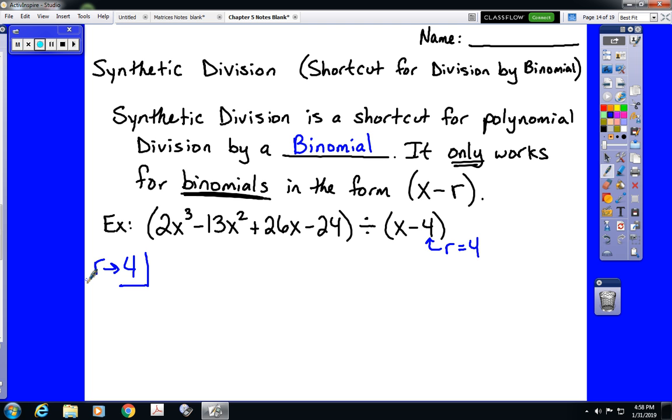Now next to the box on the same line, we are going to put the coefficients from our dividend. So the coefficients starting with 2x to the third is 2. The x squared term has a coefficient of negative 13. The x term has a coefficient of 26. And the numeric term is negative 24. So we write just the coefficients.